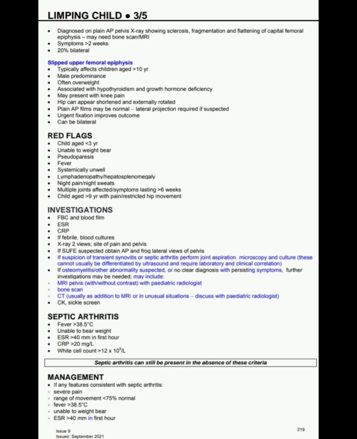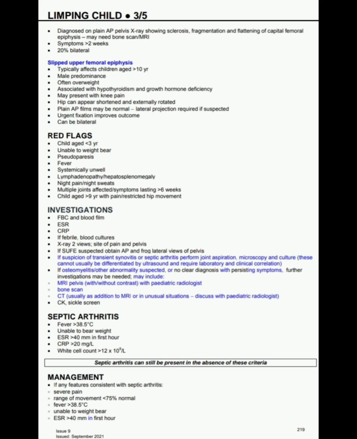Slipped upper femoral epiphysis, SUFE. Typically affects children aged more than 10 years. Male predominance, often overweight, and associated with hypothyroidism and growth hormone deficiency. May present with knee pain. The hip can appear shortened and externally rotated in SUFE. Plain anteroposterior films may be normal. Lateral projections are required if suspected. Urgent fixation improves outcome. It can be bilateral.